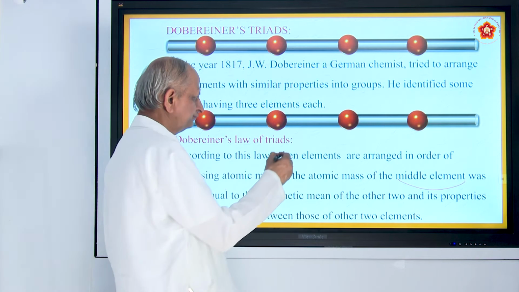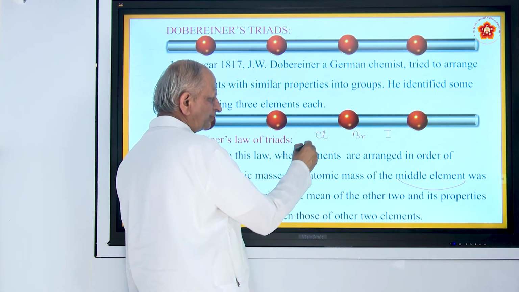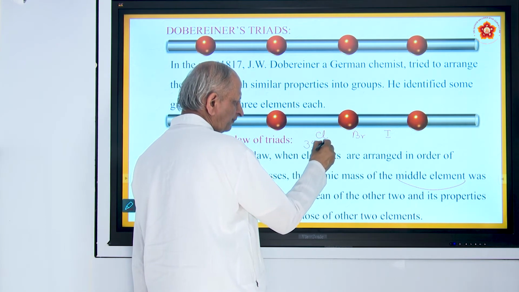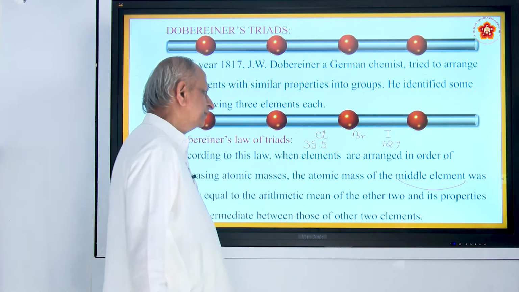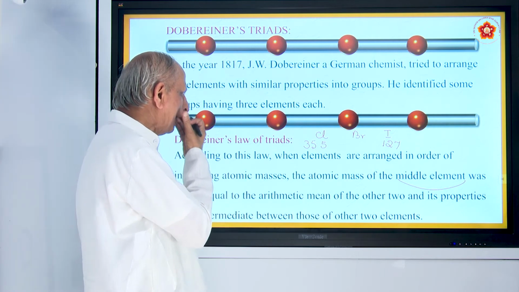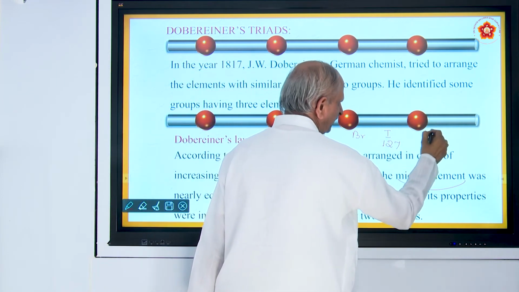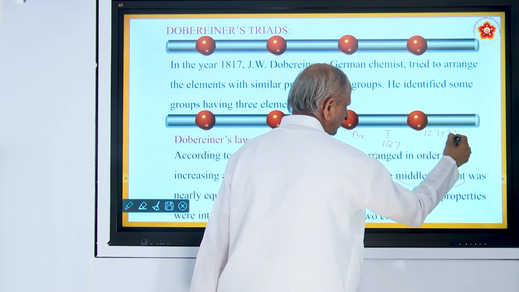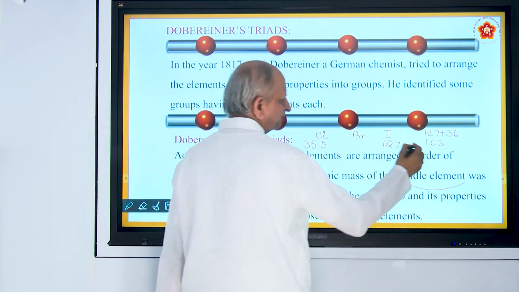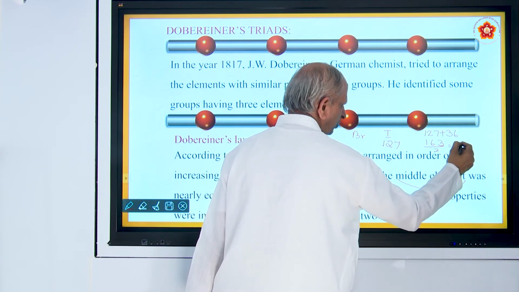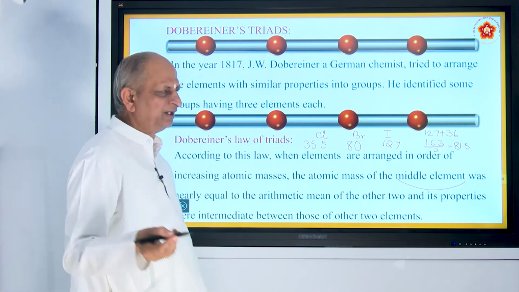I told you about chlorine, bromine, iodine. See, the atomic mass of chlorine is about 35.5 and iodine is about 127 approximately. So if you add those two, 127 plus 35.5, you make it 36, approximately. Divided by 2, it comes to about 81.5. So it is almost equal to bromine. Bromine is 79 point something, or approximately 80.